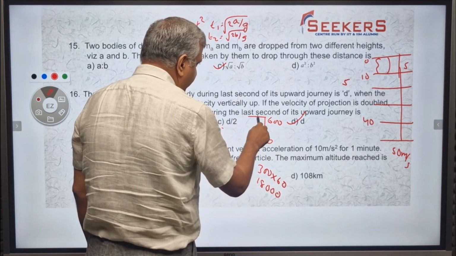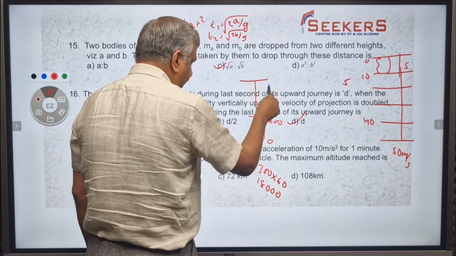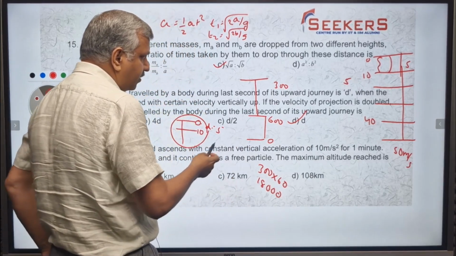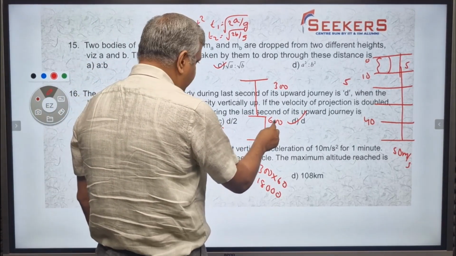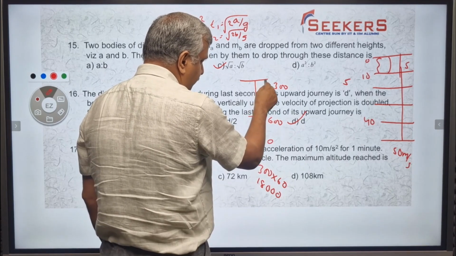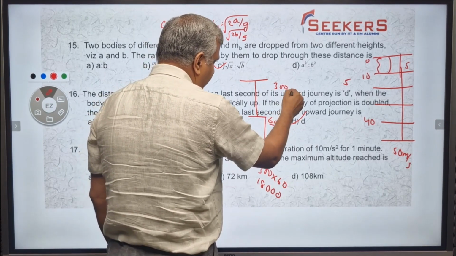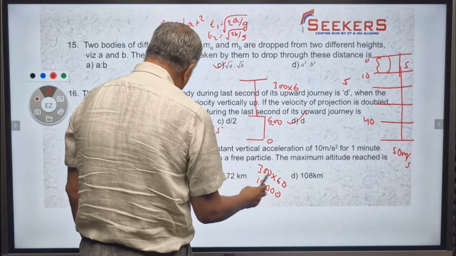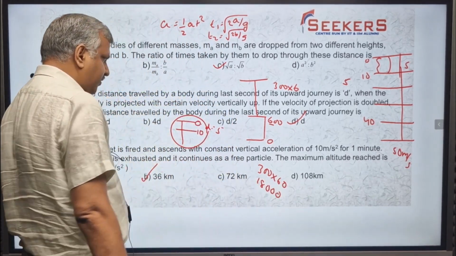After this, it again went up and then it stopped. Again the average velocity is 300, but this time, this is 600 meters per second, so it will take another 60 seconds to become 0. So it is 300 into 60. So into 60 will give you double that. So totally it will become 36 kilometers. So the option is 36 kilometers.